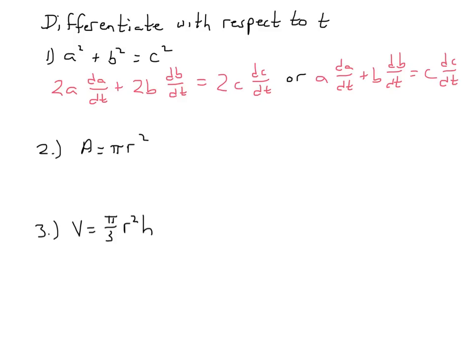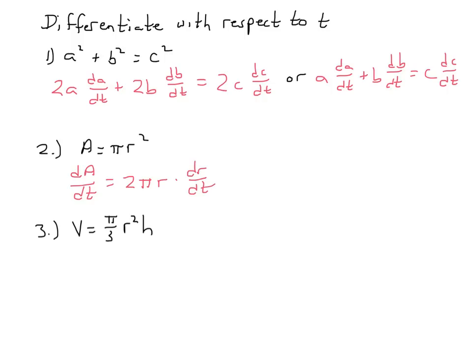In terms of the next problem, number 2, when I take the derivative of that, please keep in mind that pi is a constant. Treat it just like a 3 or a 7. It is a constant value. So when I take the derivative of both sides with respect to t, I'm going to get dA dt is equal to the derivative of r squared, which will be 2 pi r times dr dt.